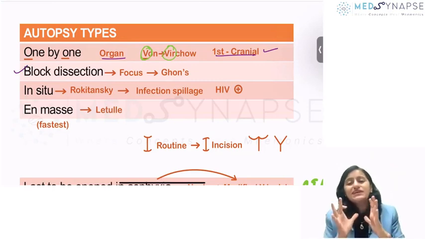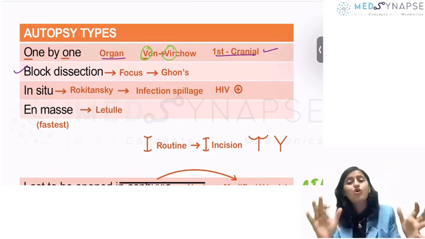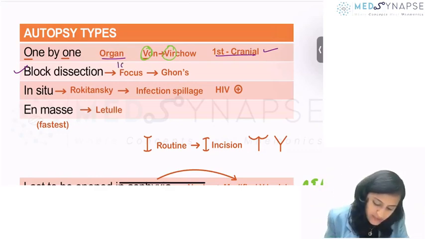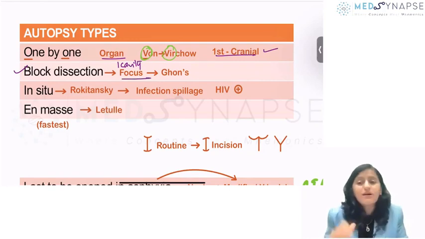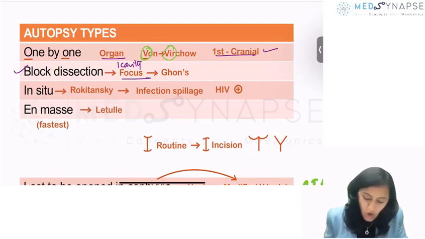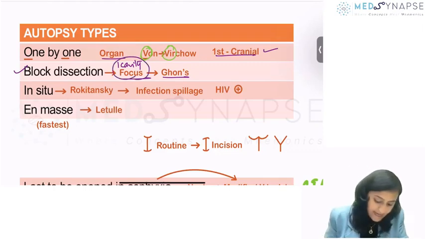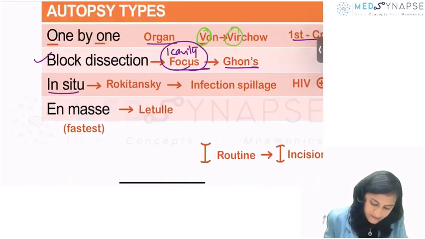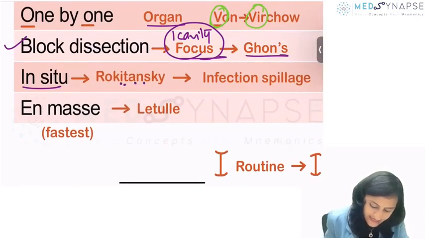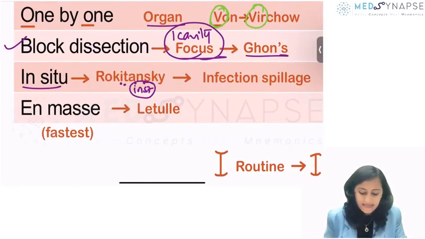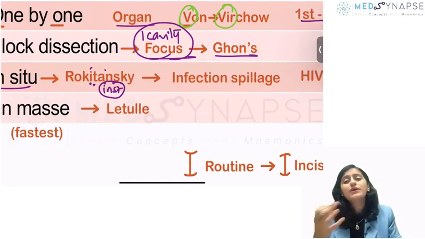Block dissection, that is one cavity at a time, take out the whole cavity together, not organ. So you are focusing on one cavity. So remember, Ghon's focus. Ghon's focuses on one cavity. Ghon's focus. NC2 is Rokitansky. Rokitansky, INST is NC2. When do I want to do NC2?